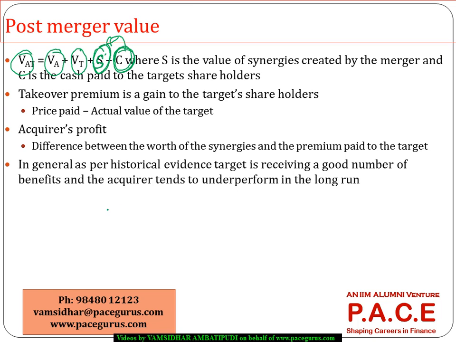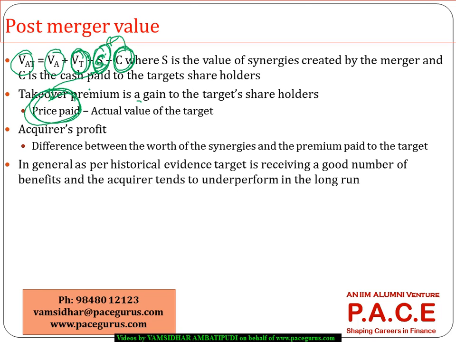So whatever is the total price that has been paid minus the actual value of the target, that is what we call the benefit that the target shareholders are getting. And whatever is the difference between the synergy and the price that you have paid is the benefit the acquirer shareholders are going to get.